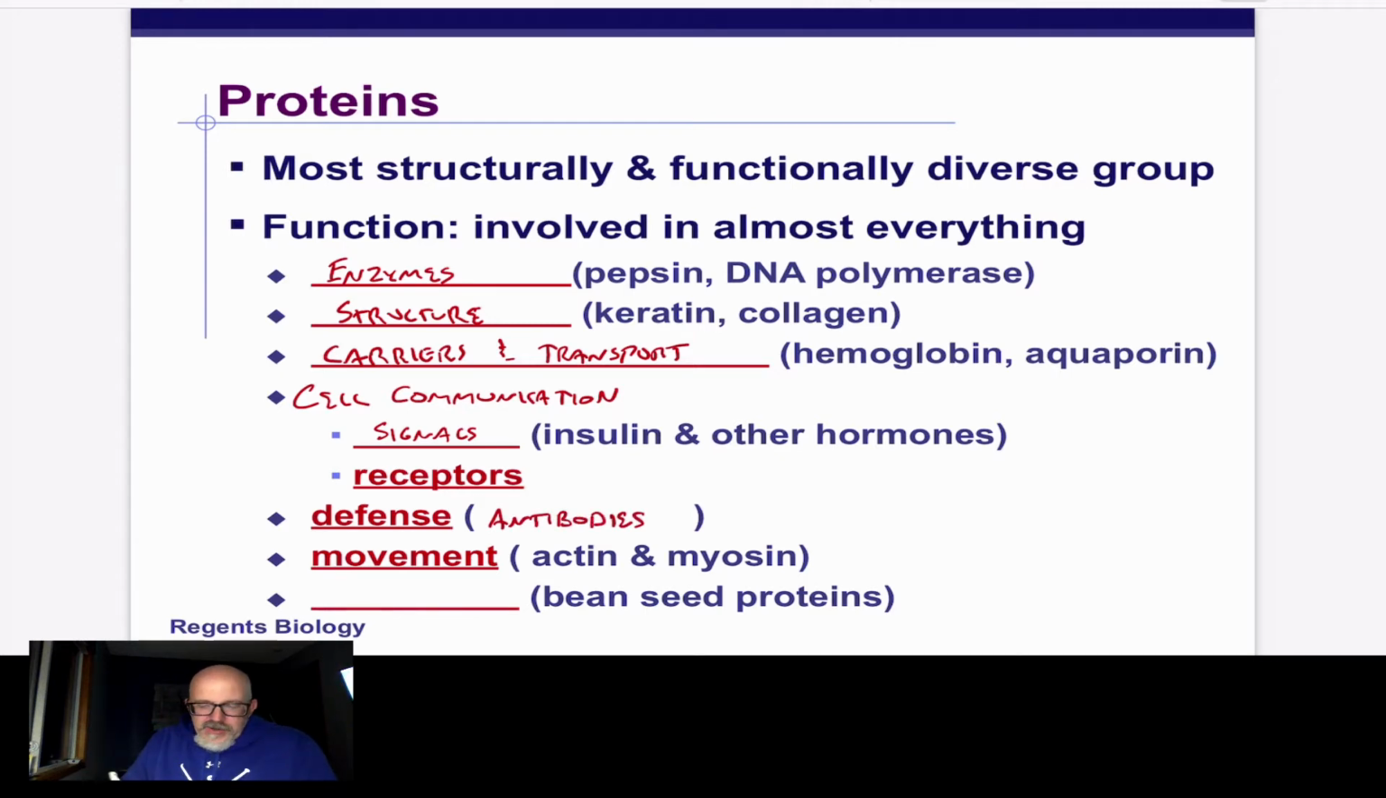For movement, your muscle fibers have what's called actin and myosin. They basically work like little Velcro pieces that grab onto each other and do this and release and do this, and that's how you flex a muscle. And then something for a plant, like a bean seed protein, proteins can actually be used as storage. So they're super, super diverse. There's a lot of stuff going on.